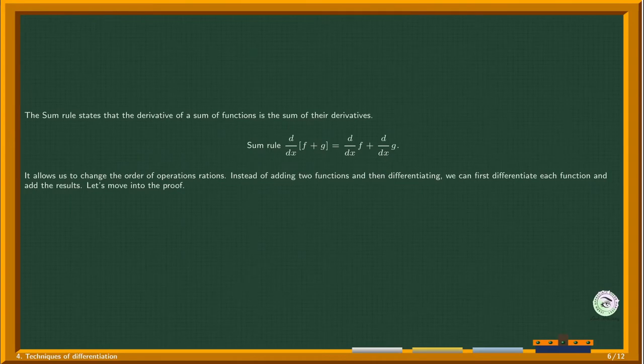The sum rule states that the derivative of a sum of functions is the sum of their derivatives. It allows us to change the order of operations. Instead of adding two functions and then differentiating, we can first differentiate each function and add the results. Let's move into the proof.